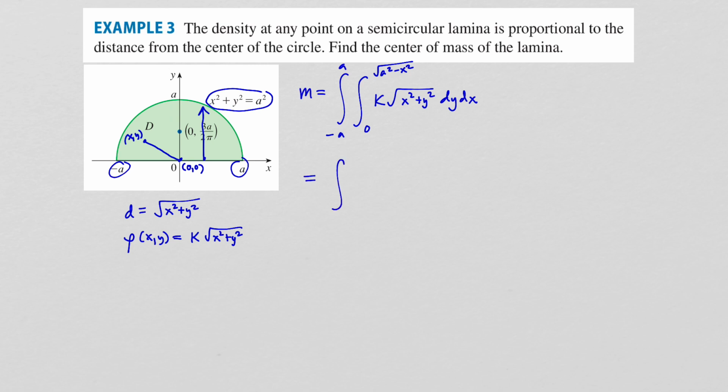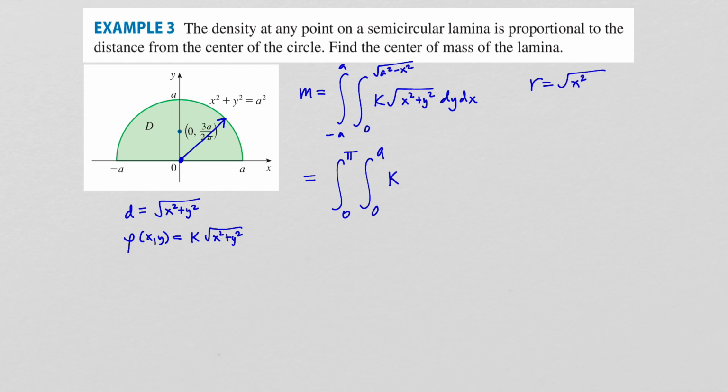So in polar coordinates, theta is changing from 0 to pi. So we can go ahead and plug that in. r goes from 0 to a. Then we have k times, now let's remember that r is equal to the square root of x squared plus y squared. So this in polar coordinates is just r. And then don't forget, you have to multiply by r dr d theta when you change to polar coordinates. But this just becomes the integral from 0 to pi, integral 0 to a, k r squared dr d theta.